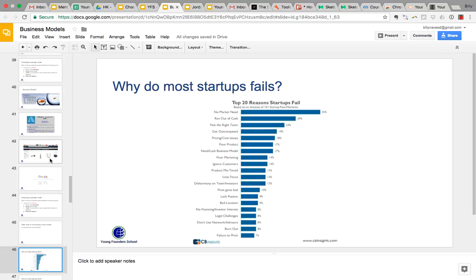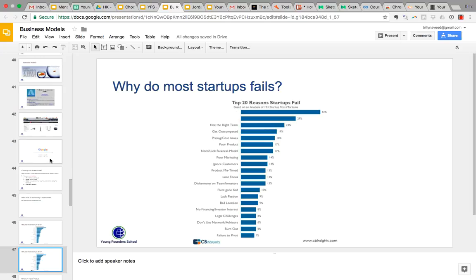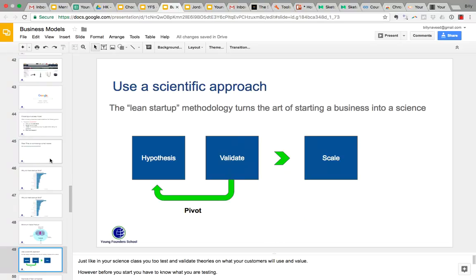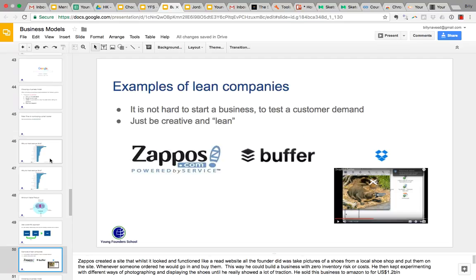So we talk about why most startups fail: because there's no market need or they run out of cash. We talk about what a minimum viable product is. We try to explain what an MVP is in a very simple way. And then we talk about the lean startup methodology, about how you have a hypothesis, ask a question, validate that question, and then keep pivoting until you find product-market fit and then scale. We talk about some of the more creative things that people did to form an MVP.